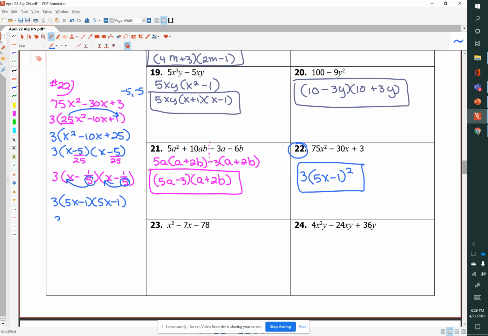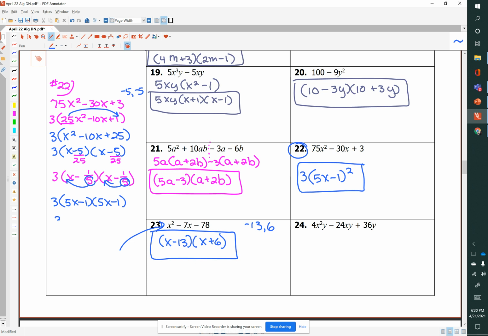Okay, number 23 is a straightforward trinomial. I need two numbers that add to negative 7 and multiply to negative 78. There'll be a positive and a negative. The larger number will be negative in terms of absolute value. And if I work with negative 13 and positive 6, they will add to negative 7 and multiply to negative 78. So this will be x minus 13, x plus 6. And remember, you can FOIL these, and if you get back to the original problem, you know that your answer checks, and I believe all these will.